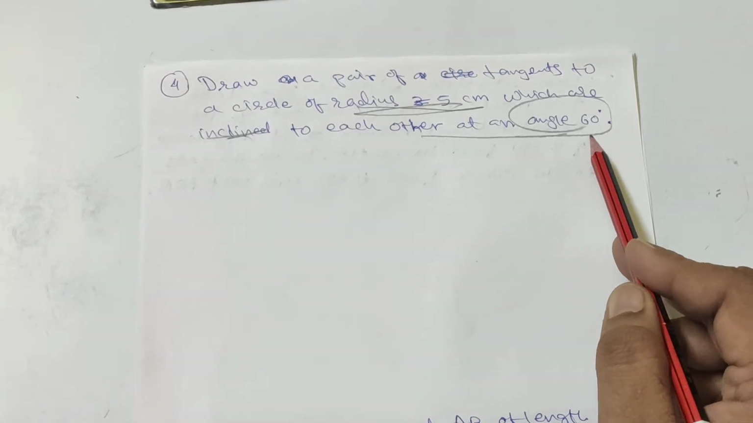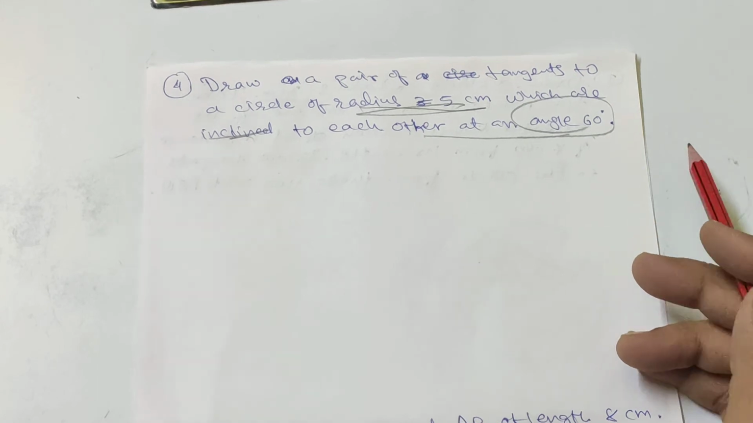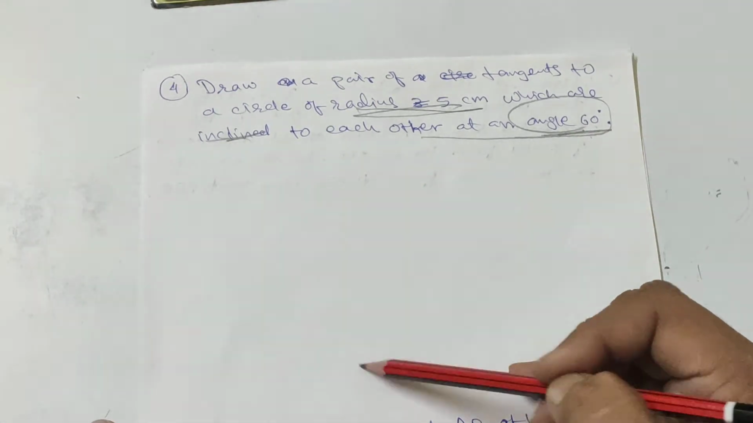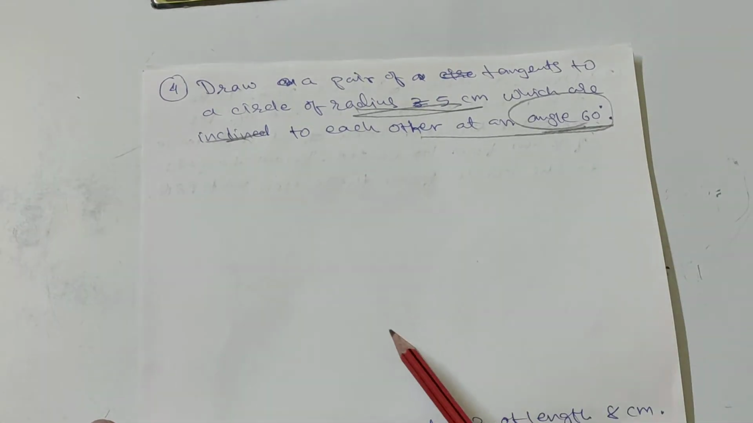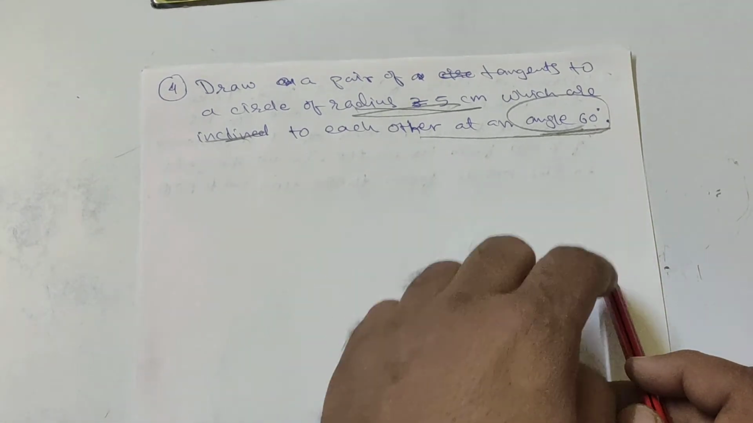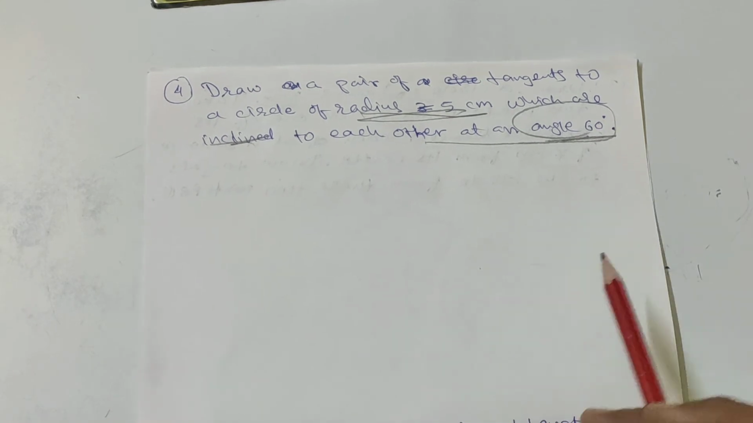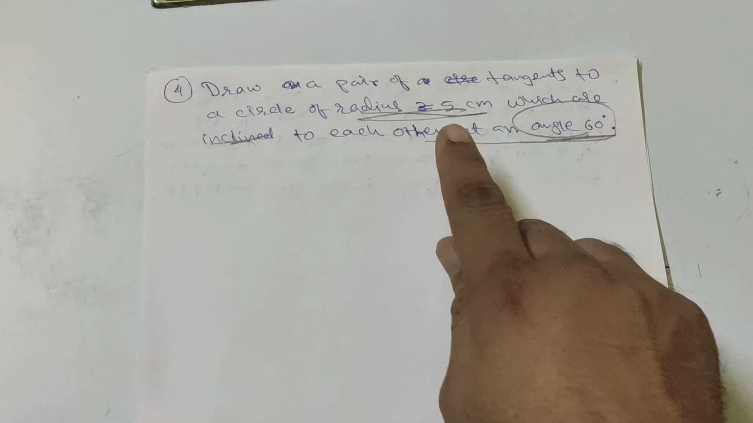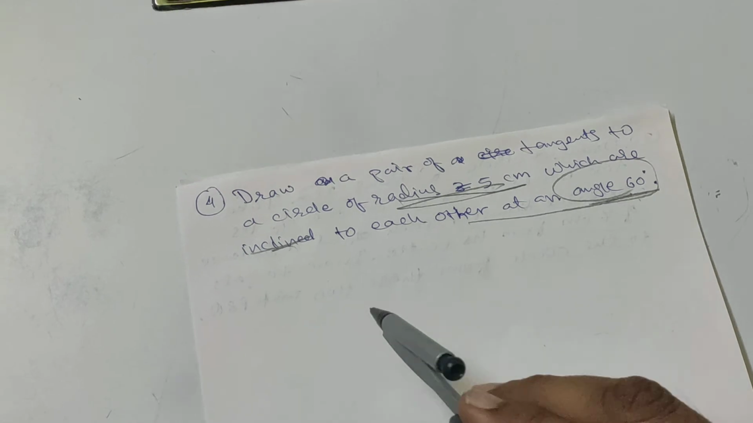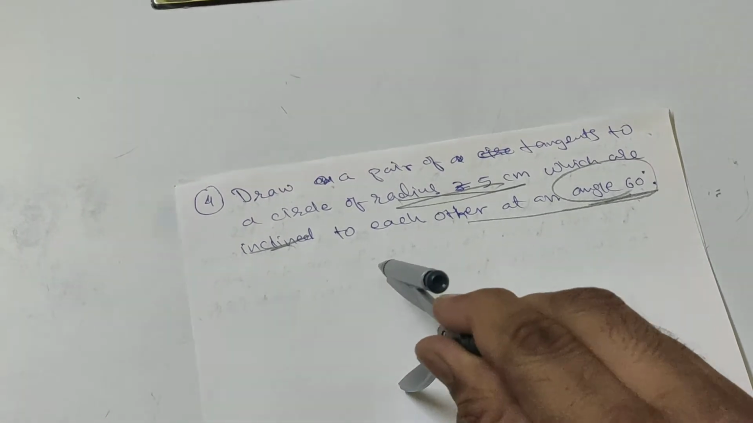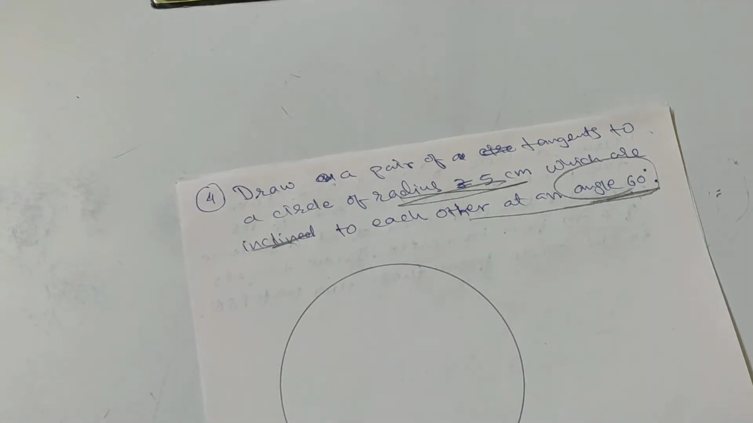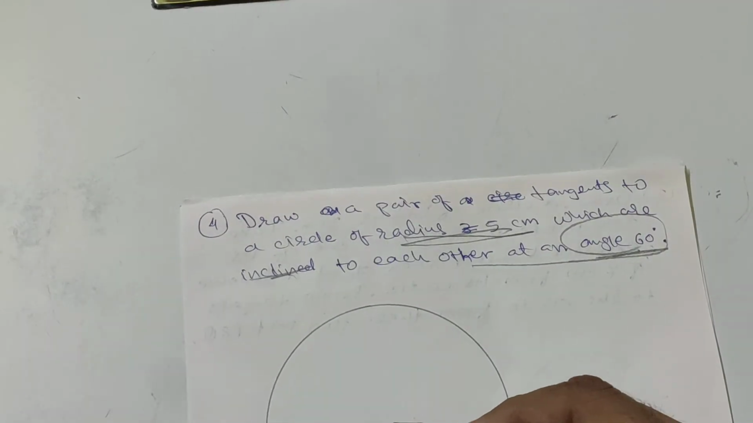If I want the angle between these two to be 60, I have to draw 2 radii having 120 degree angle between them, because opposite angles are supplementary, since this quadrilateral will become a cyclic quadrilateral. So quickly I will draw a circle with radius 5 centimeter. So here is a circle with center. Radius 5 centimeter. This is my center.